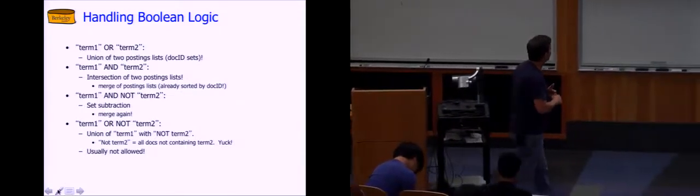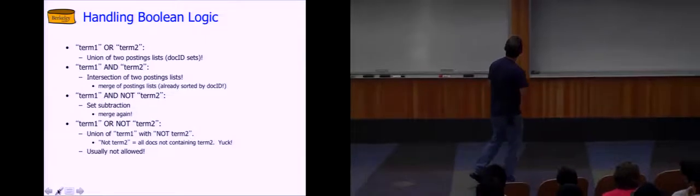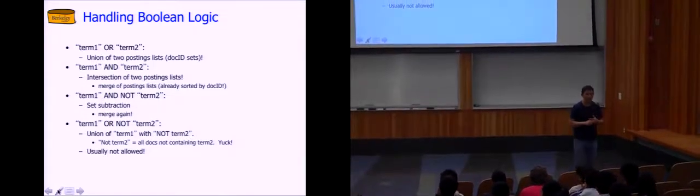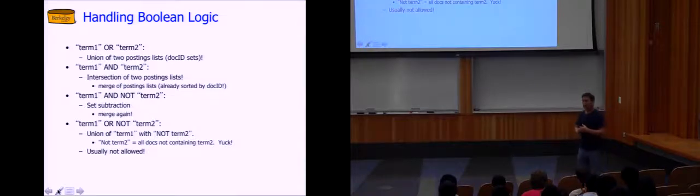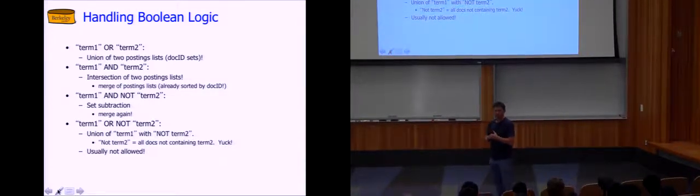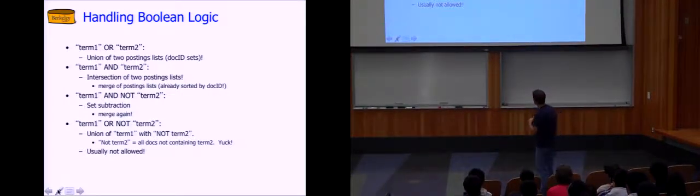Term 1 or not term 2 is a little weird. So this is term 1, unioned with all the things that do not contain term 2. So all the documents on the web that don't say Hellerstein. That's a lot of documents, sadly. I'm just not quite that popular. So most times systems won't let you type that.